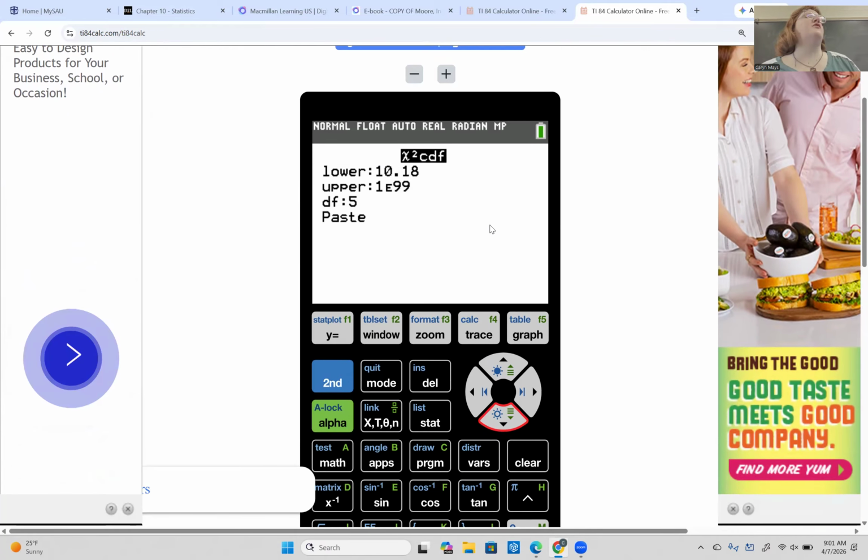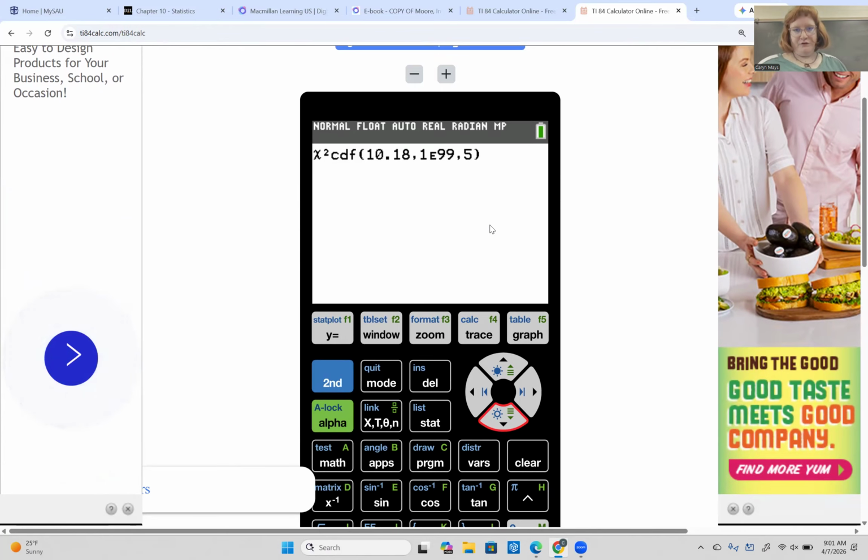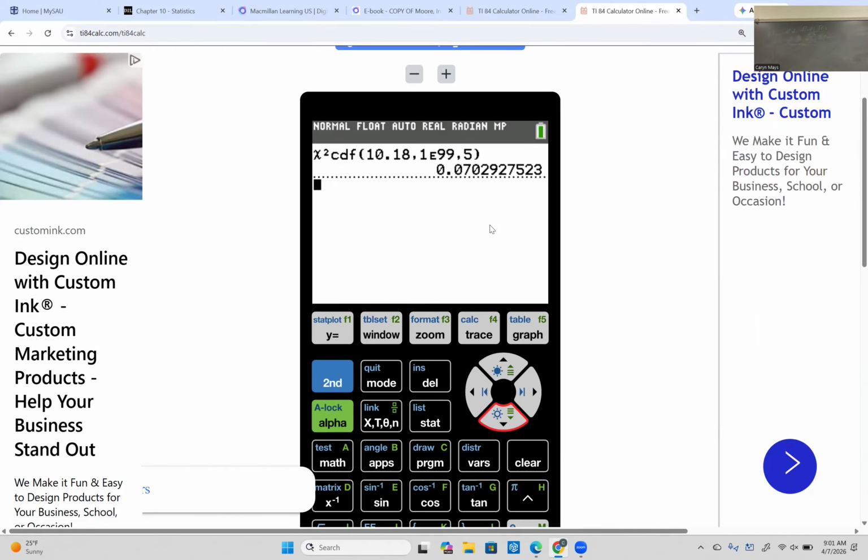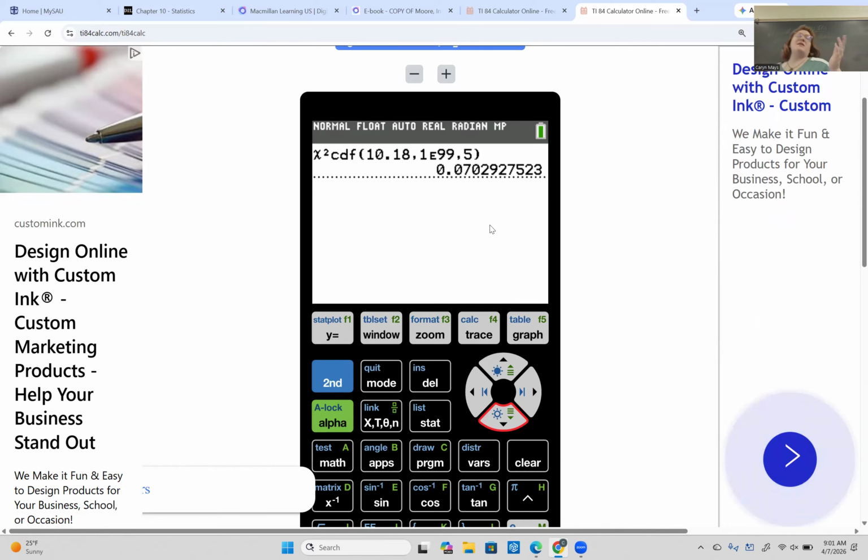Real fast, what was the range we had for our p-value? We had the p-value between two things, 0.1 and 0.05. So assuming I did this correctly, 0.07 is between 0.05 and 0.1. So the actual p-value was that 0.07. And so 0.07 is bigger than 0.05. We come to that same conclusion.